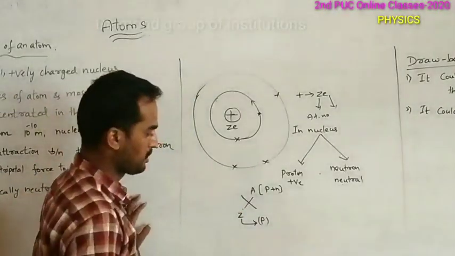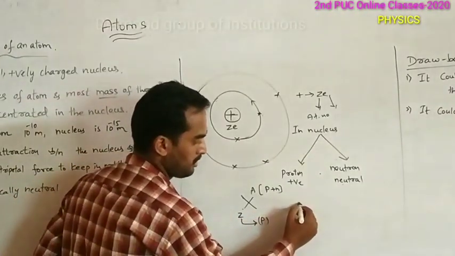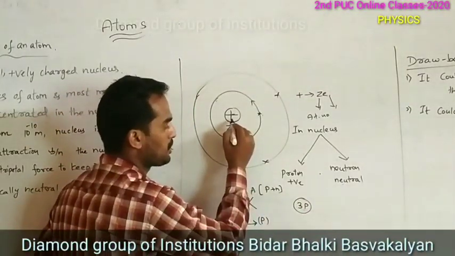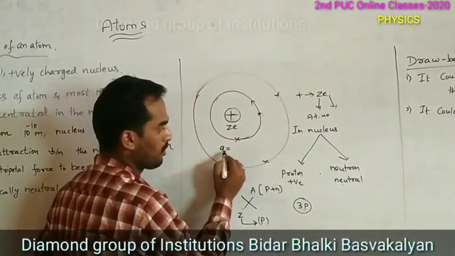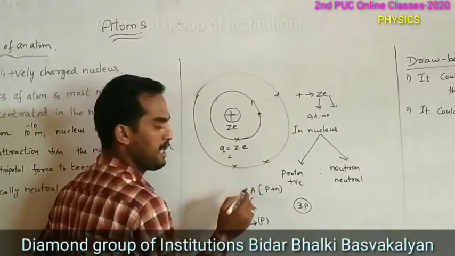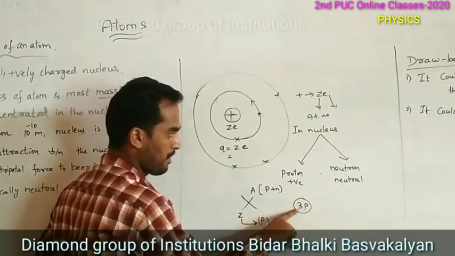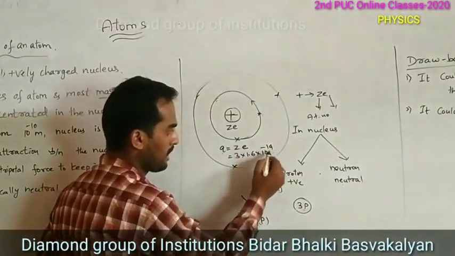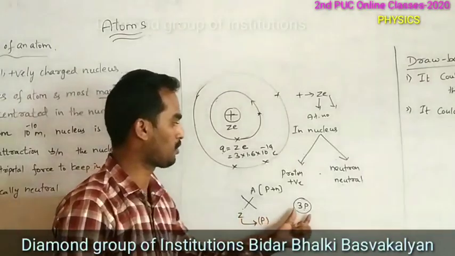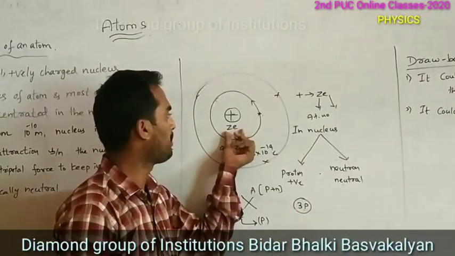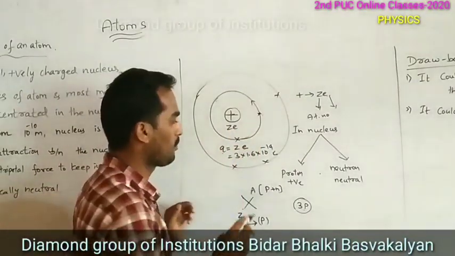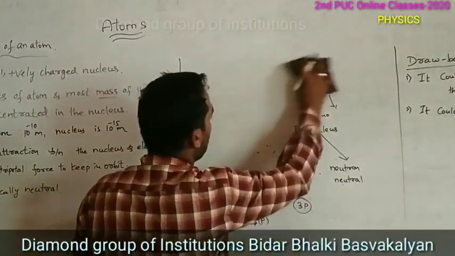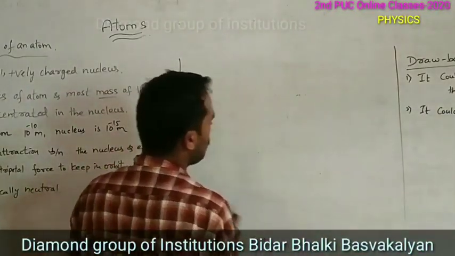This is the atomic number. So if there are 3 protons, what will be the charge of this nucleus? Q equal to Z into e. Z indicates what again? Atomic number, that is the number of protons, 3, multiplied by 1.6 into 10 power minus 19. That will give the charge of the total 3 protons. That's why we use the symbol Z into e. So for any nucleus, you can calculate its charge by using the formula Z into e.